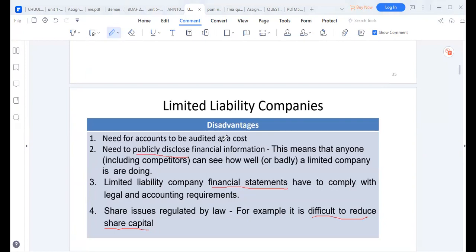The disadvantages are that the accounts have to be audited at a cost. They need to publicize their information in the press. A limited liability company will have to comply with what we call accounting standards and legal requirements. And lastly, and not the least, issue of shares is regulated by the law, so it is difficult to reduce share capital.